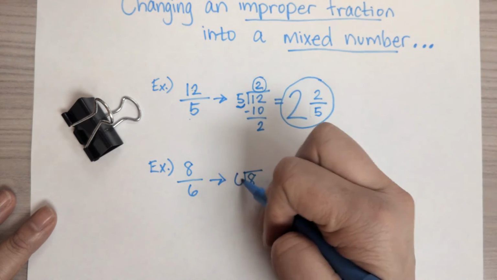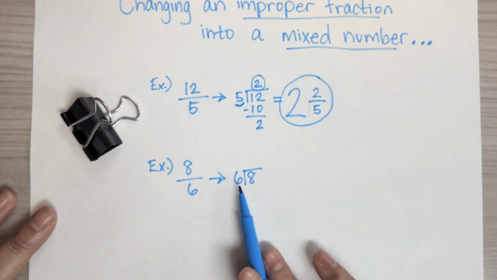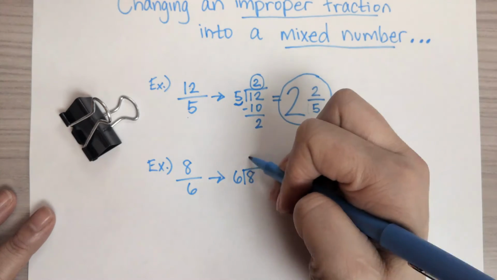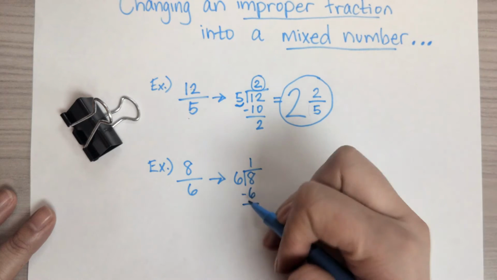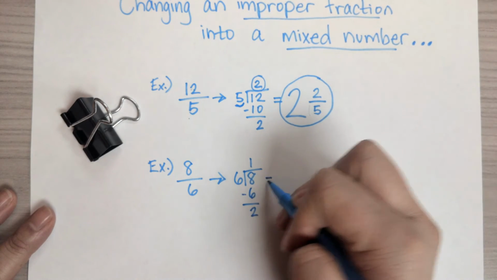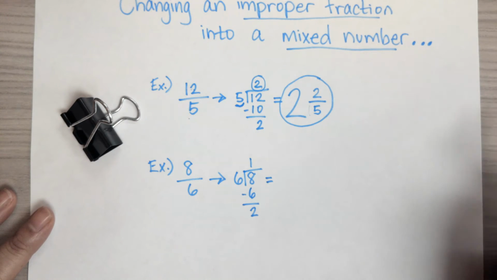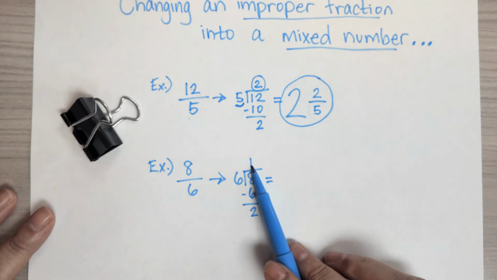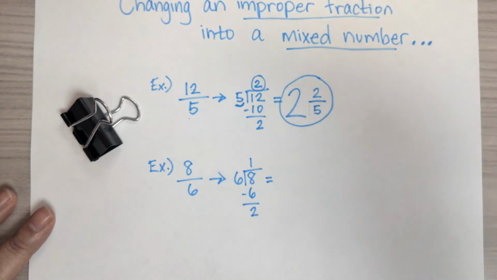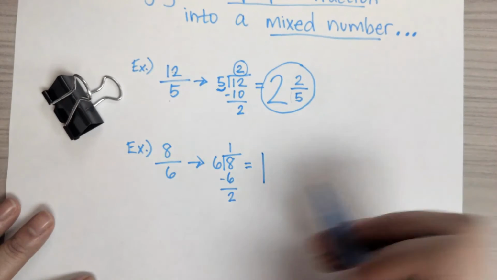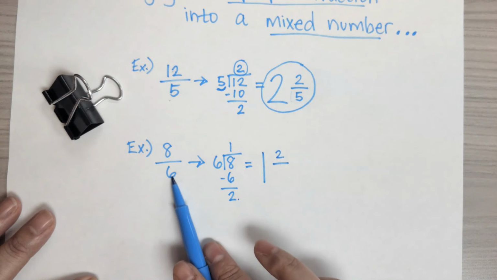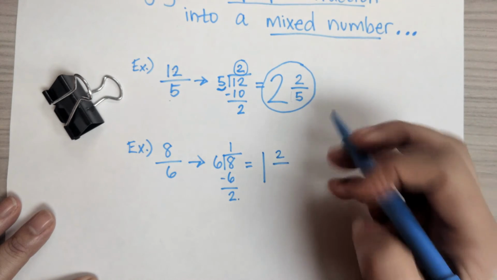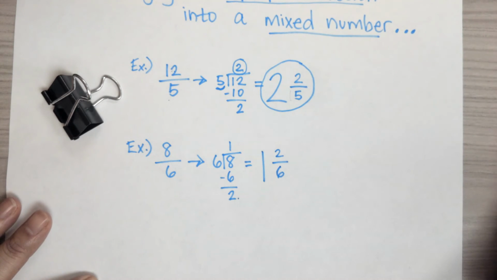8 divided by 6. We ask ourselves, how many times does 6 go into 8? Just once. 1 times 6 is 6. We subtract and we get 2. For our whole number, we take the number of times it goes into it, which is 1 in this case. Our numerator is whatever's left over, so we have a 2. And our denominator is going to be this divisor here, so 6.